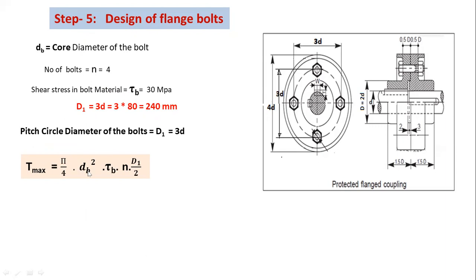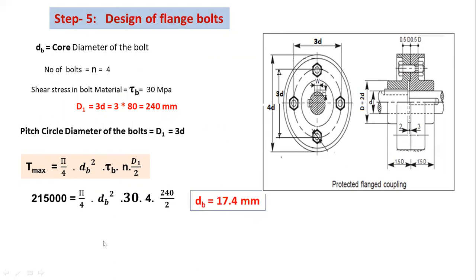dB is the core diameter of the bolt. Now you have to substitute the value of maximum torque, shear stress in the bolt material, number of bolts and the pitch circle diameter of the bolt. D1 is the pitch circle diameter of the bolt. D1 equal to 3D. Okay. From this equation, you can get the value of the core diameter of the bolt. That value is equal to 17.4 mm. Okay, this is the required size of the bolt.